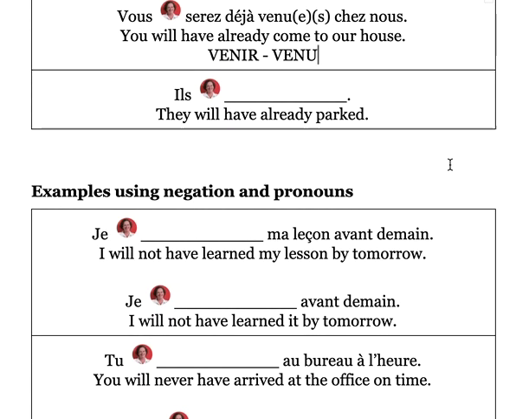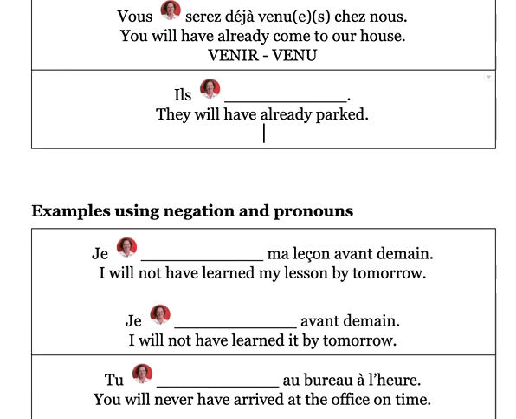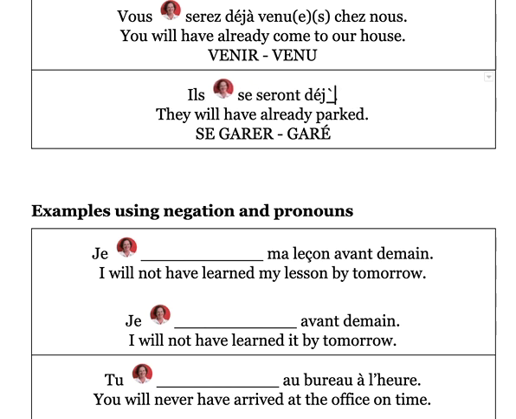Vous voyez? Alors, and here we go. They will have already parked. This is a reflexive verb. Se garer, right? Se garer, and so your past participle will be garé. Donc, ils se seront déjà garés. I know I don't need another E because il is my subject, right? So it's either masculine or mixed group.